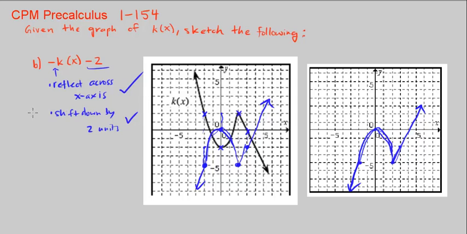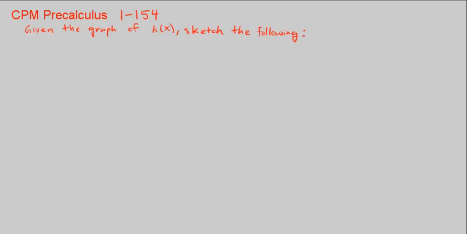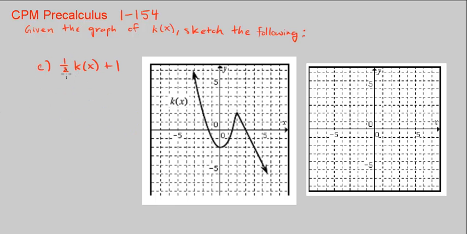2 units. Okay, finally, in part C, we're asked to graph 1/2 k of x plus 1. Now, whenever we multiply by 1/2, remember that when we multiply here, we can stretch or compress, right? Stretch or shrink. So this one, since it's less than 1, since it's a fraction, less than 1, we're going to shrink by 1/2.